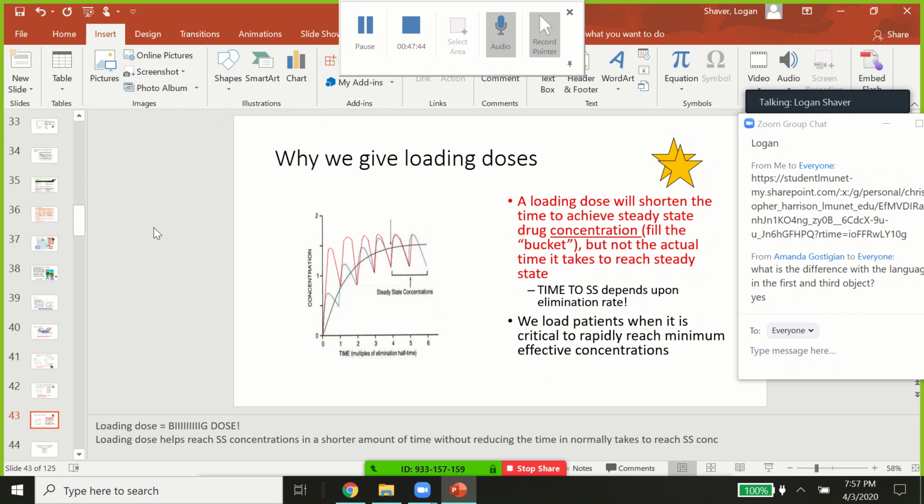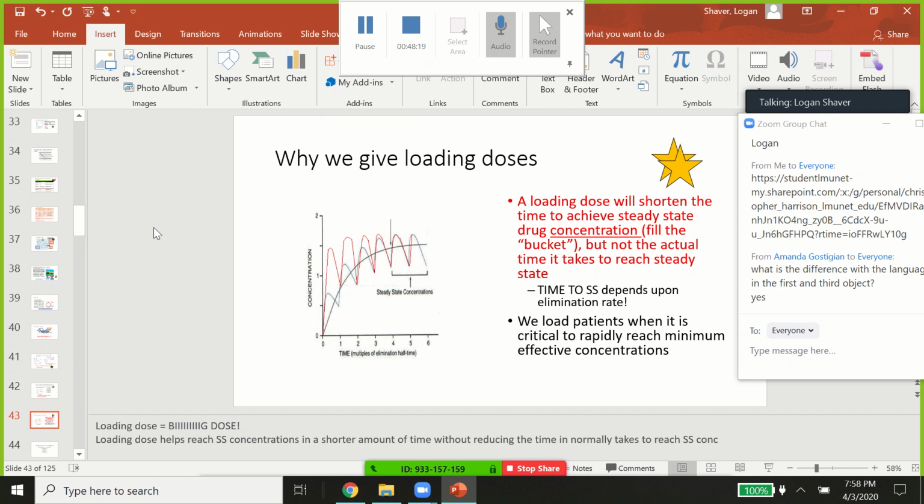A loading dose will shorten the time to achieve steady state drug concentration. Notice that's underlined: steady state drug concentration, but not the actual time to reach steady state. Because steady state and steady state concentration are 2 different things, right? Because it's a dose dependent process. And that's because clearance is what matters in determining when you've hit steady state. So that's just to relay that point.